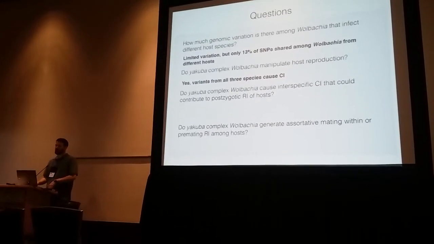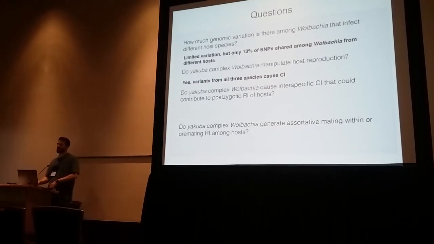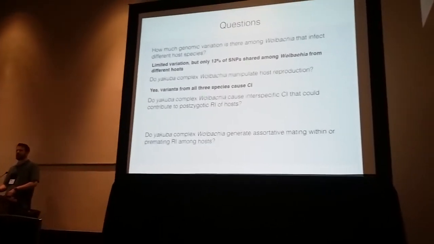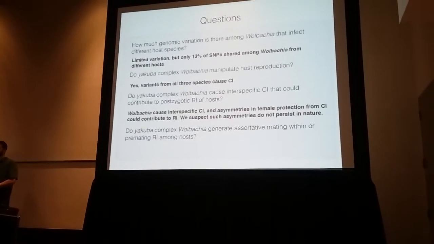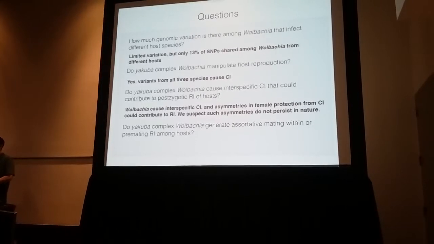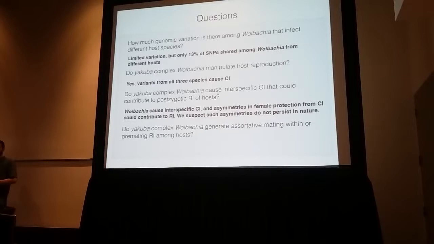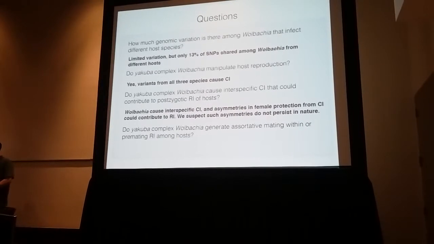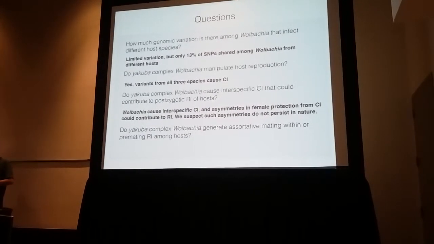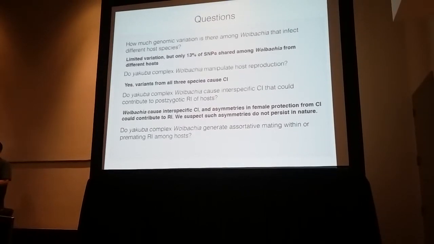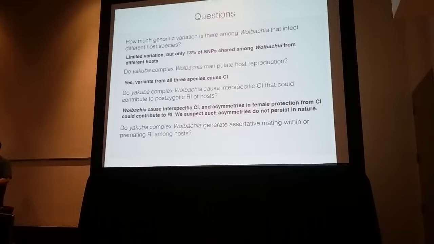Yakuba complex Wolbachia manipulate reproduction in the form of cytoplasmic incompatibility within all 3 of the species, and they also do so in the between species crosses. We do see those asymmetries in female protection that could possibly contribute to post-zygotic reproductive isolation, but because that's based on these fluctuating frequencies that seem to be going up and down through time, and that I didn't show you also vary through space, we think we need to track them longer to see.